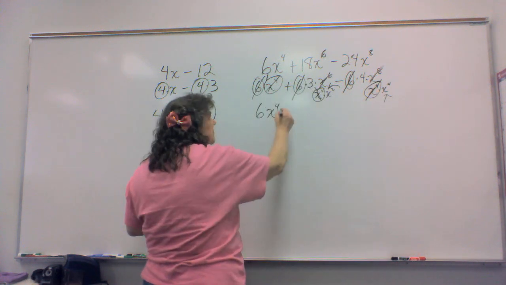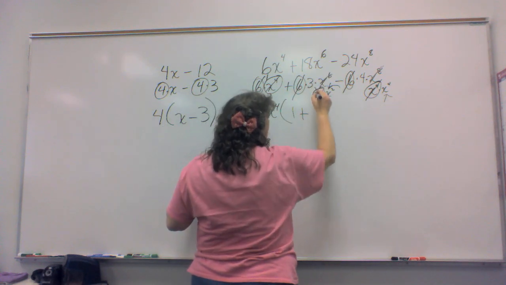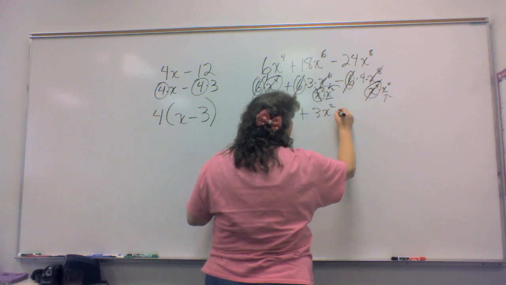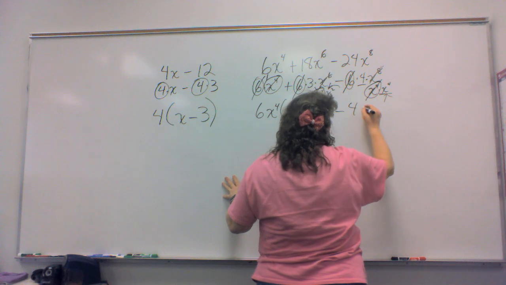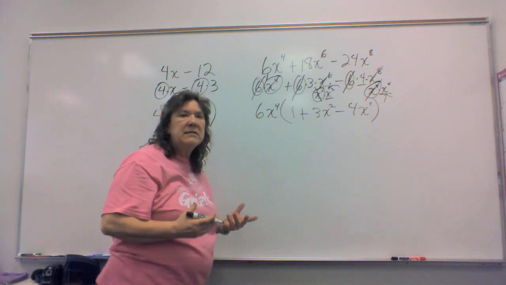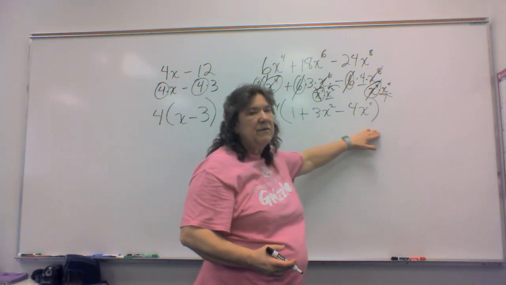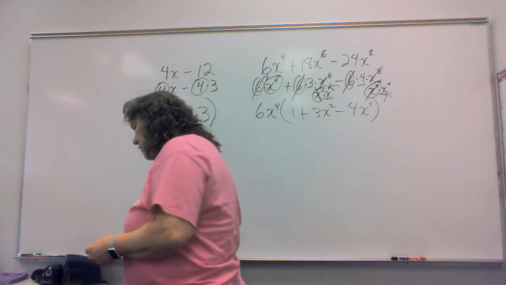So now what's left to go inside? 1 plus 3x squared minus 4x to the fourth. And notice that is now completely factored. Every one of these greatest common factors has been pulled out.